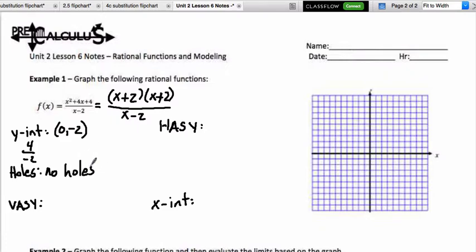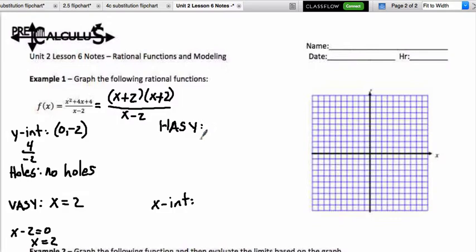All right, vertical asymptote is where the denominator equals 0. So I'm going to do x minus 2 equals 0. I solve this little equation, and I have x equals 2. And a vertical asymptote is a line. It's a vertical line, and the equation is x equals 2 for that vertical line.